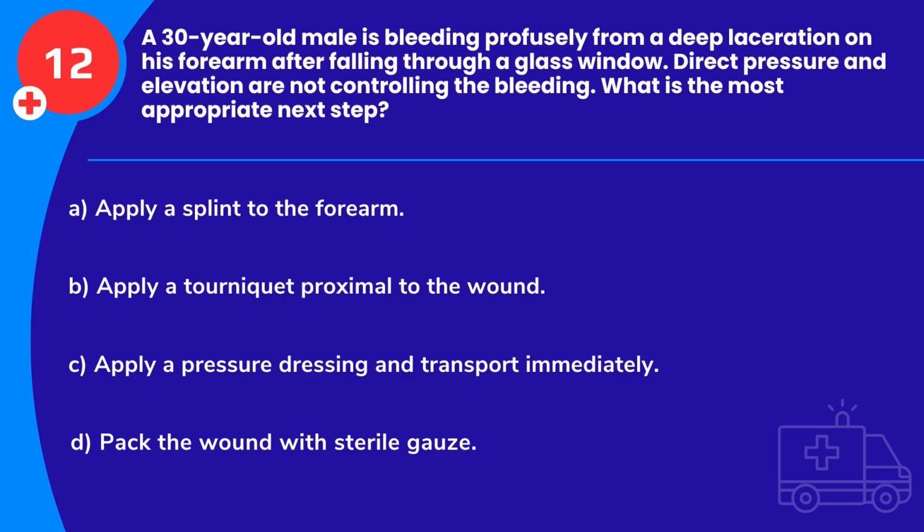Question 12. A 30-year-old male is bleeding profusely from a deep laceration on his forearm after falling through a glass window. Direct pressure and elevation are not controlling the bleeding. What is the most appropriate next step? A. Apply a splint to the forearm. B. Apply a tourniquet proximal to the wound. C. Apply a pressure dressing and transport immediately. D. Pack the wound with sterile gauze.